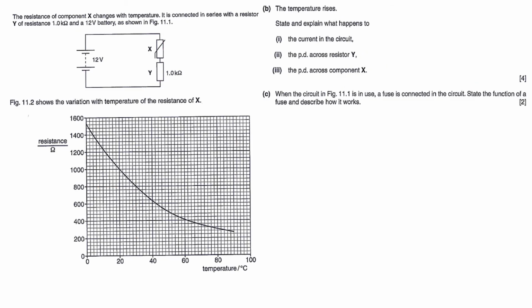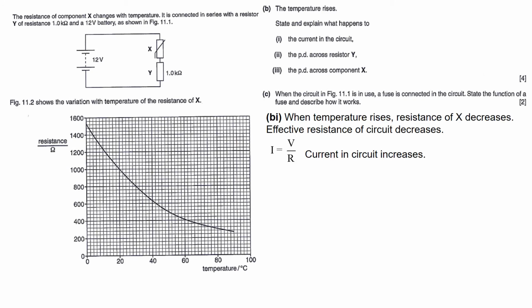Part B. The temperature then rises. State and explain what happens to the current in the circuit. Now we can see from the graph in 11.2 that when the temperature increases, the resistance of X actually decreases. Since this is a series circuit, the effective resistance of the circuit decreases when the resistance of X decreases. V equals IR, so the current in the circuit is equal to the EMF of the battery V over R. When the total resistance of the circuit decreases, the current in the circuit will increase.